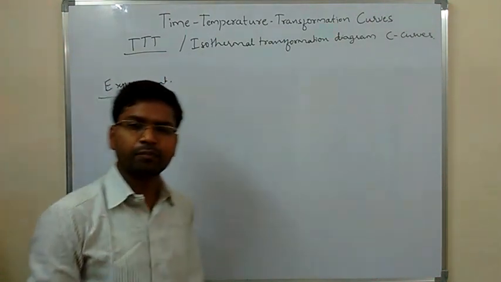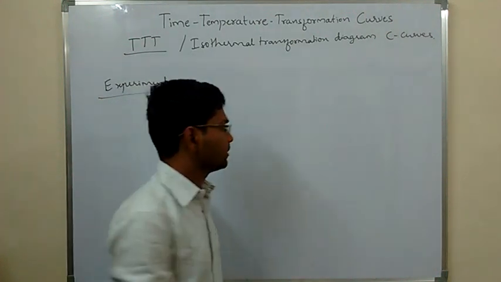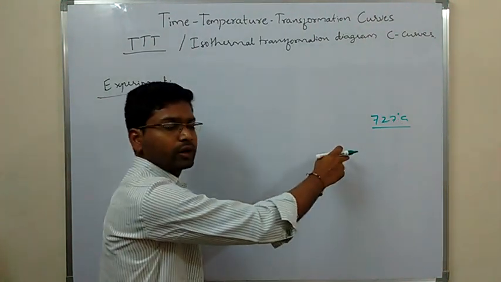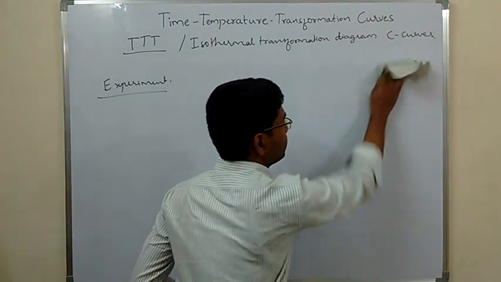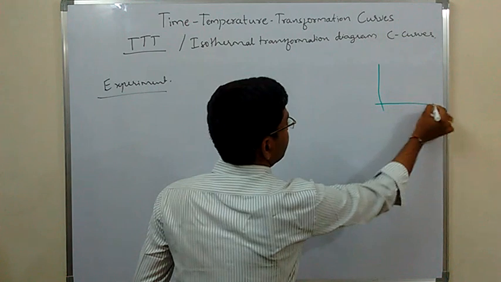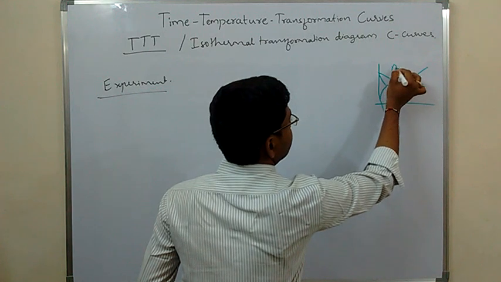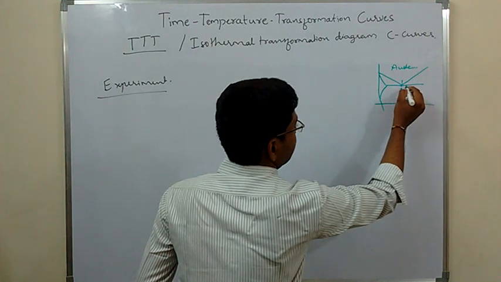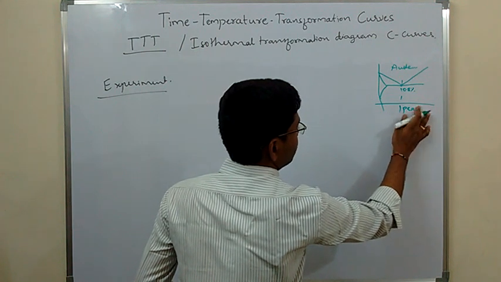First, the steel samples are heated in the austenitizing region, the austenitic temperature, that is about 727 degrees Celsius. This is the lower critical temperature, where I will just draw the phase diagram simply so that we can remember and understand. So this is the austenitic region. This is the eutectoid composition, 0.8%, and here we will get perlite.